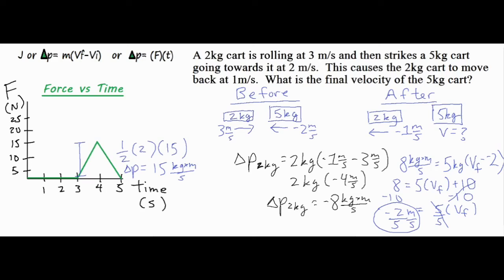So that's using impulse in order to solve for the final velocity of an object. And now I'll go ahead and show you the way that I would typically use, which is just using the conservation of momentum and mass times velocity.